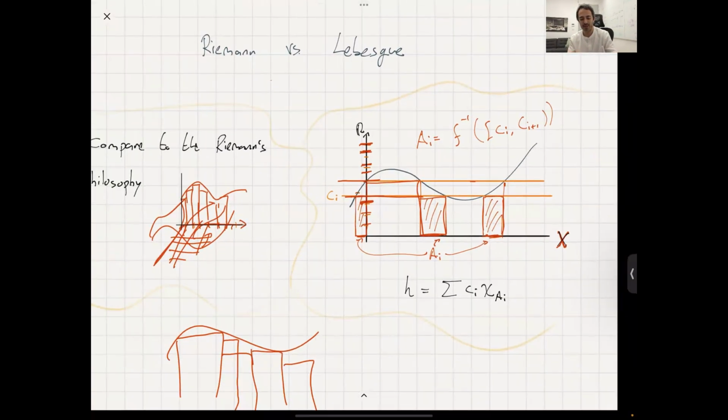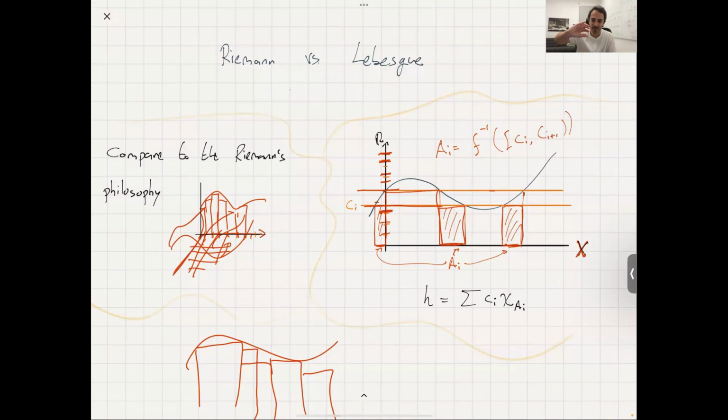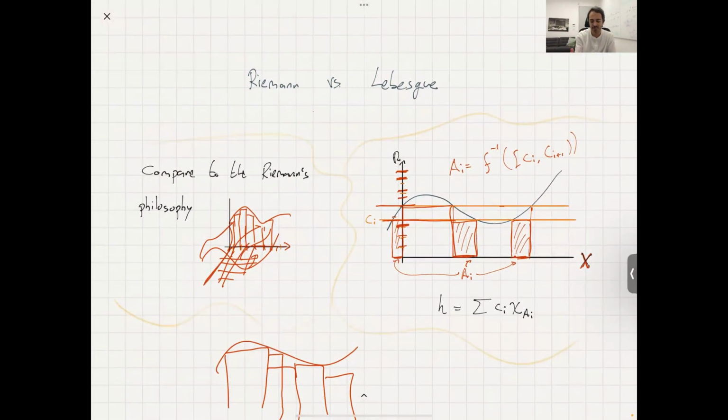Refining the partitioning in the y-axis has the same effect essentially as taking the supremum of all step functions, all non-negative simple functions below the curve. So the Riemann versus Lebesgue philosophy is to do the partitioning on the image, in the range, and not in the domain and so forth. But anyhow, it doesn't really matter.